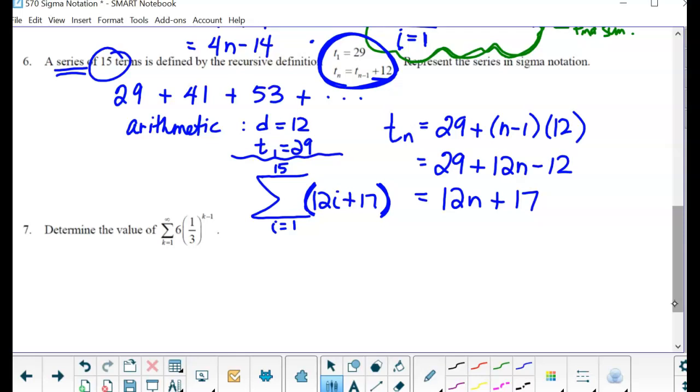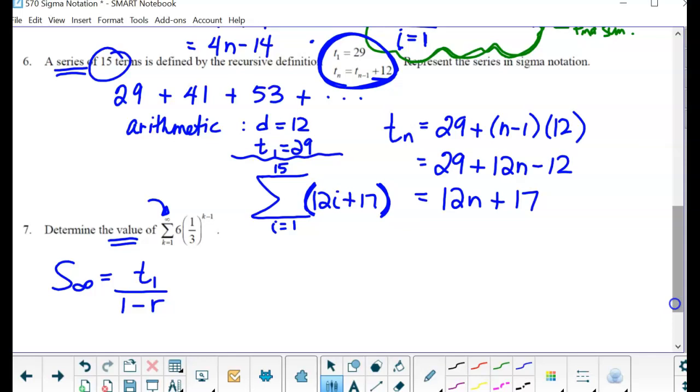Okay, and then the sum of 6 times 1/3 to the k minus 1. So we're finding the value of that. That's an infinite series, right? We learned the sum of an infinite series the other day. It was T1 over 1 minus r. Okay, so we need to figure out what T1 is.